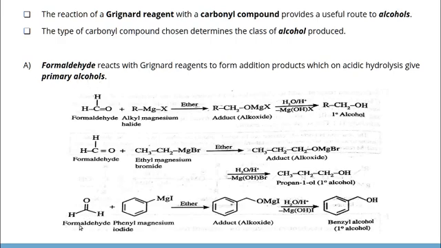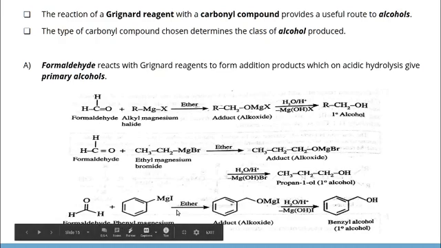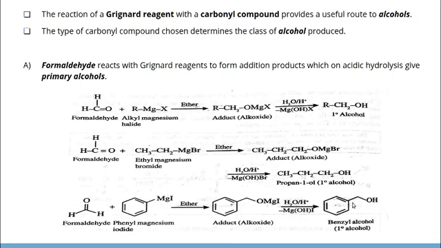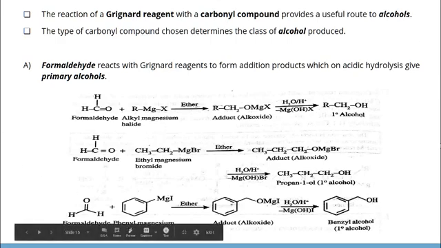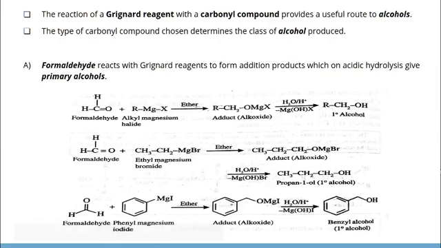Here we have another example, formaldehyde on treating with phenyl magnesium iodide. First we will get an adduct which on hydrolysis we will get benzyl alcohol. This is also a primary alcohol, C6H5CH2OH. So Grignard reagent on treating with formaldehyde followed by acidic hydrolysis we will get primary alcohols as the final product.